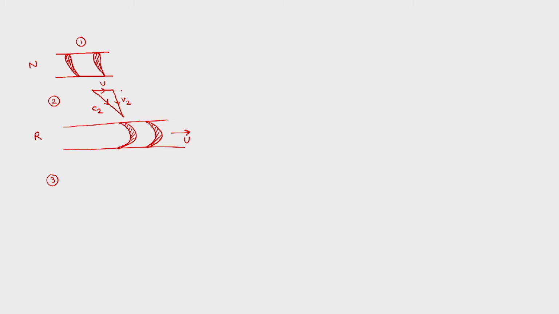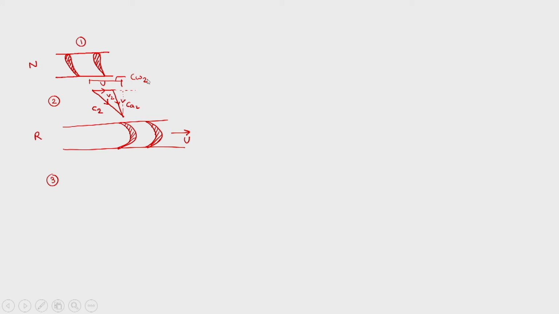Practically, what we would have is this as V2. What we would have is this as CA2, and this as CW2.